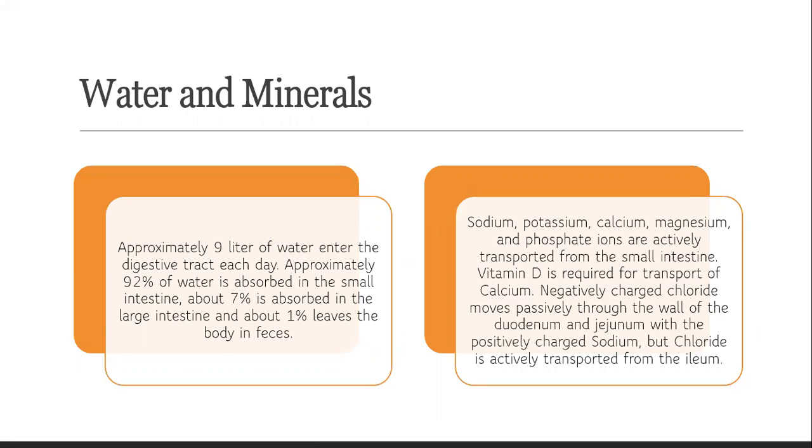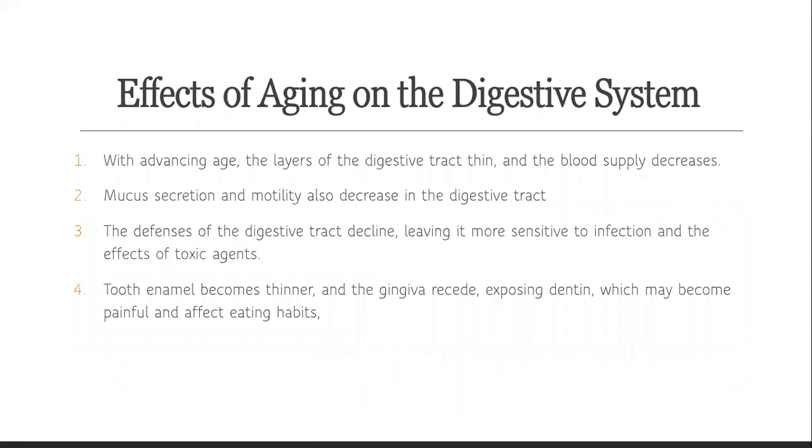So what are our major ions? We have sodium, potassium, calcium, magnesium, and phosphate ions that are transported from the small intestine. Vitamin D is required for the transport of calcium, while negatively charged chloride moves passively through the wall of the duodenum and jejunum with the positively charged sodium, while chloride is actively transported into the ileum. So what are the effects of aging on the digestive system?